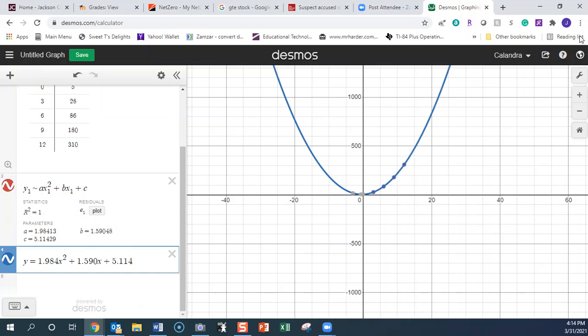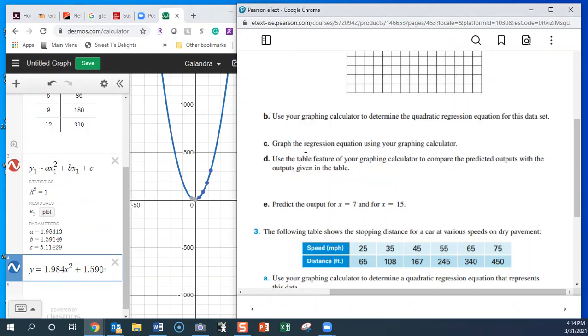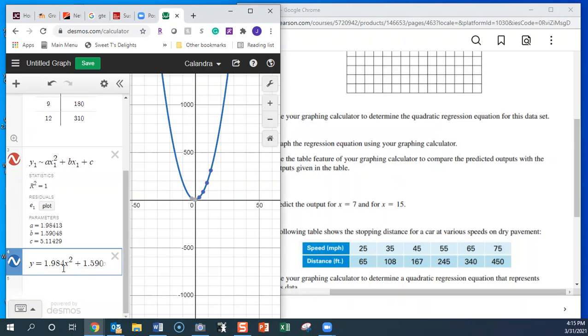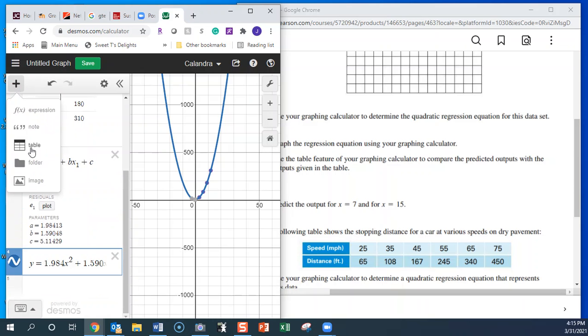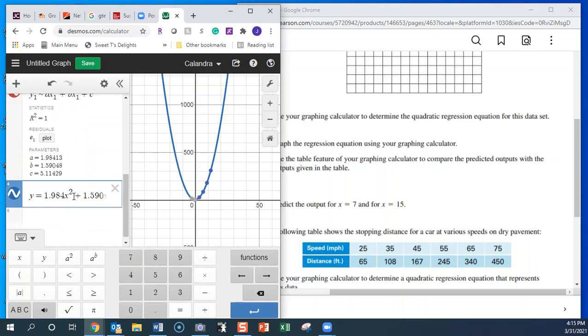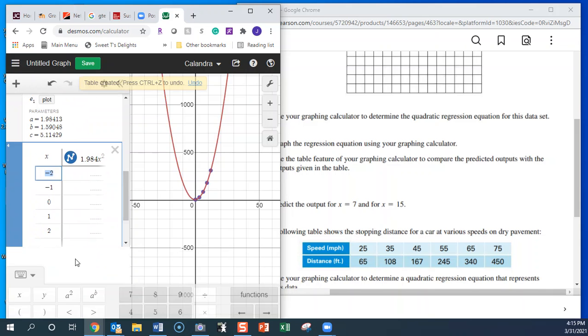Okay, now, let's look at the next question here. We did graph it here. It says, use the table feature on your graphing calculator to compare the predicted outputs with the outputs given in the table. So basically what they want us to do is take this equation and make it into a table. So we click here and hit the wheel. And then we hit the table feature.